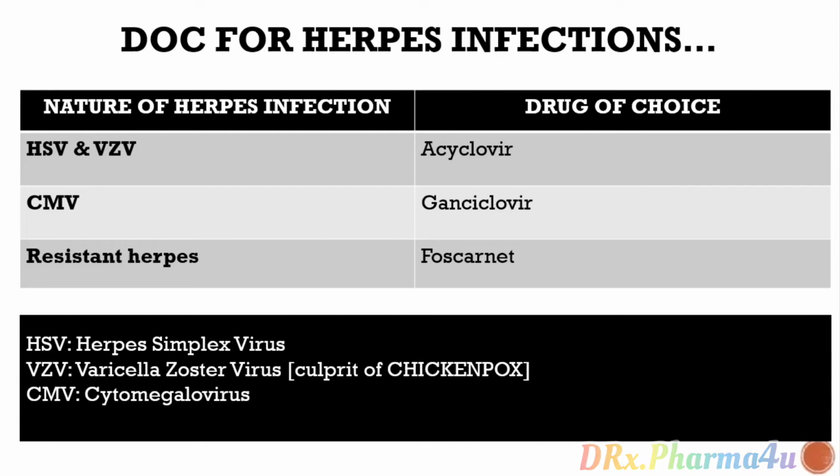So if you are having HSV, that is herpes simplex virus, or varicella zoster virus infection, the drug of choice is acyclovir. If you are having cytomegalovirus infection, the drug of choice is ganciclovir. And if you are having herpes infection which is a very resistant form, then the antiviral of choice is foscarnet. So these are the individual conditions, the clinical scenario, and the appropriate antiviral of choice.